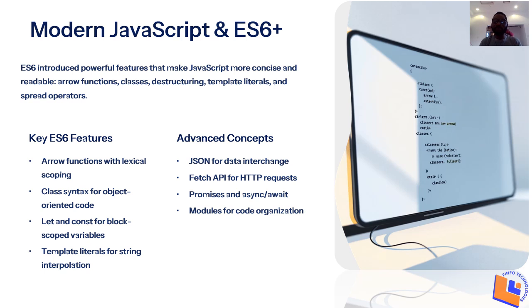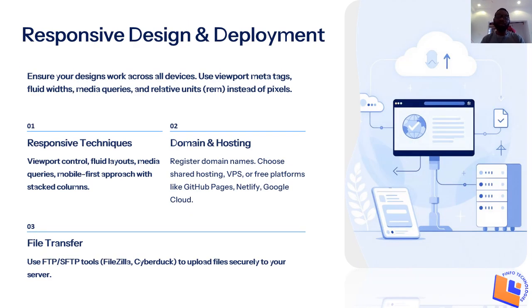The advanced concepts of ES6 are JSON for data interchange, the Fetch API for HTTP requests, promises and async/await, and modules for code organization. So these are the features that you need to learn when it comes to modern JavaScript, ES6 plus. All right, so now we look at responsive design and deployment.